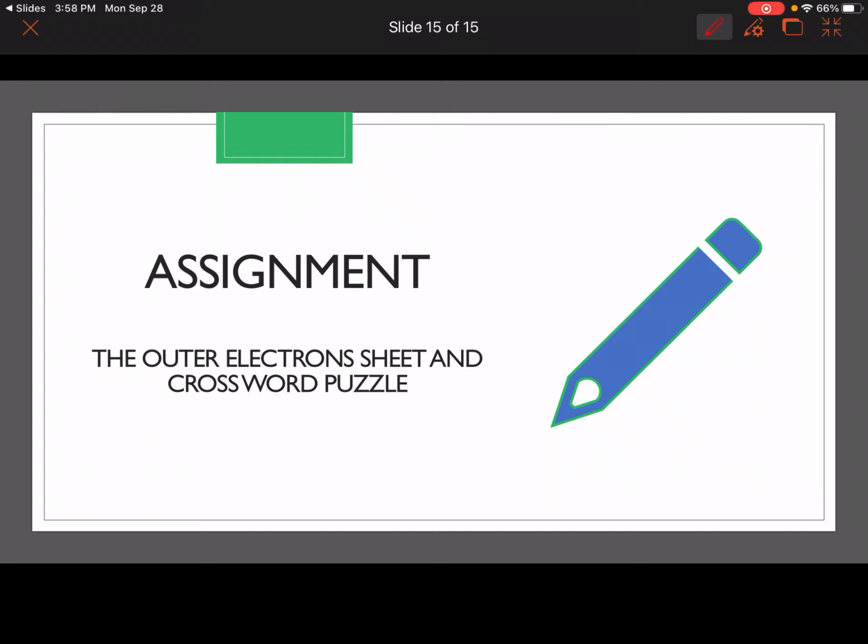Now, your assignment today is to finish the outer electrons sheet and crossword puzzle. Okay, so you can give that a try. Thanks, everyone.